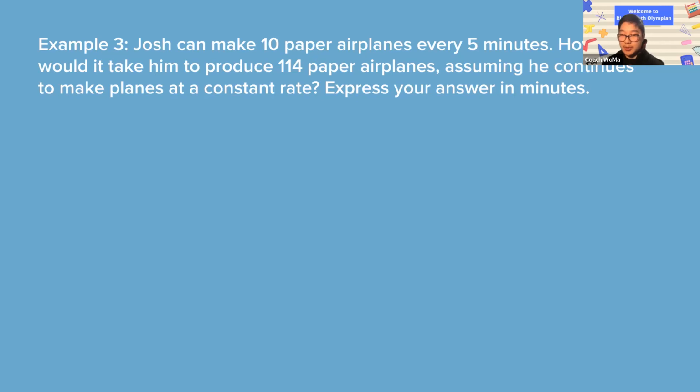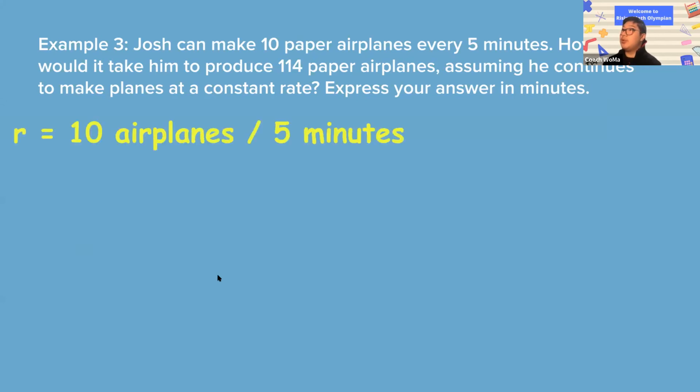All right, so I'm going to start going over this question. If we remember the different parts, the rate in this case would be 10 airplanes per every 5 minutes. We can get this from here: he makes 10 airplanes every 5 minutes. And actually, in this case, the trick is that the number of people is just one. I think that's the biggest trick in this case.